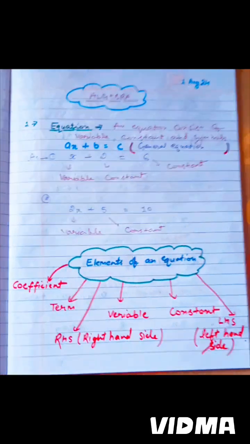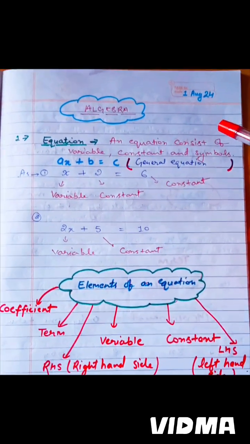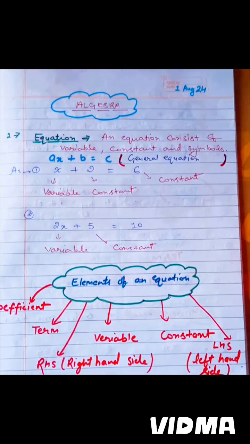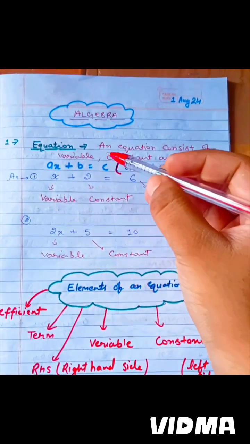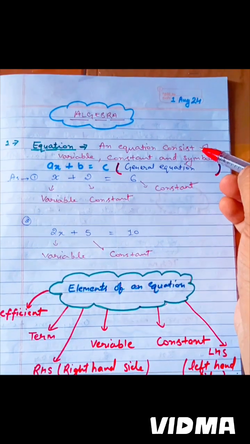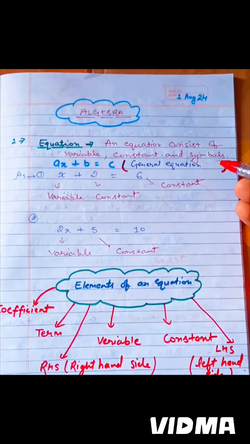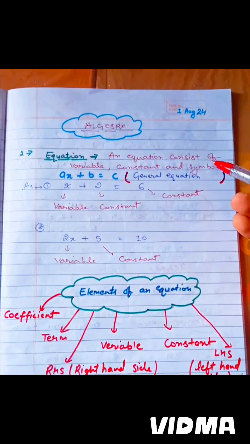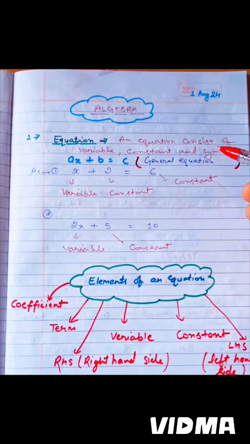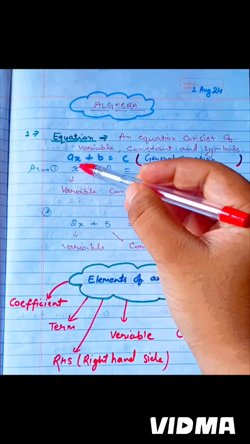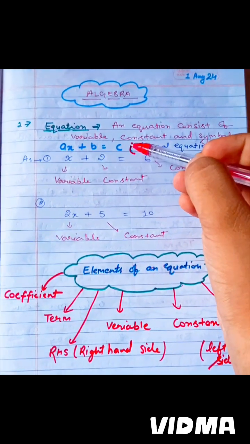Today I will teach you about equation. That is a basic topic in algebra mathematics. An equation consists of variables, constants, and symbols. We have discussed a general equation formula. Then ax plus b equals c.